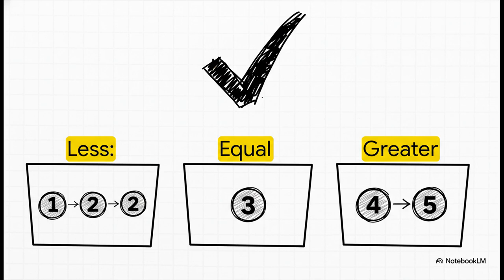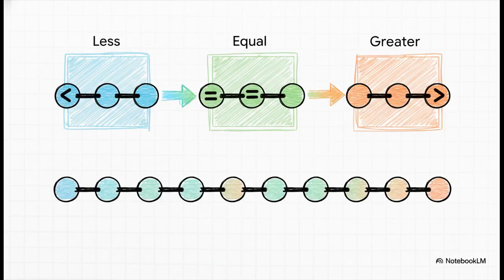And after we've processed every single node from the original list, this is what we're left with. Notice that the less list has 1, 2, and 2, and they're in the same order they appeared in originally. The equal list just has our pivot, 3, and the greater list has 4 and 5. 3 perfectly partitioned lists. And now for the final, really satisfying step. All we have to do is connect them. We link the tail of the less list to the head of the equals list, and then we link the tail of the equals list to the head of the greater list. And just like that, we have our fully partitioned result, a seriously powerful technique.